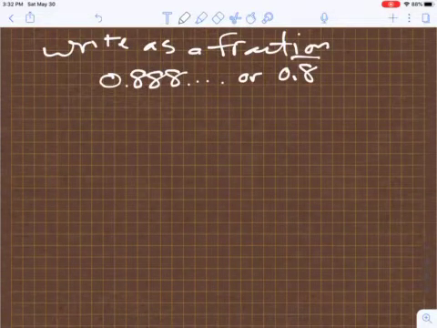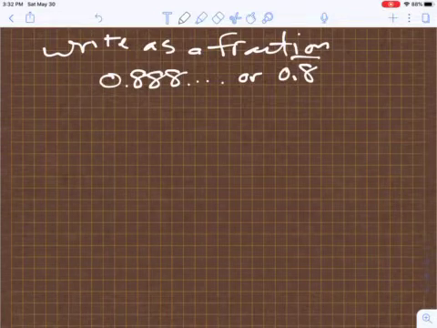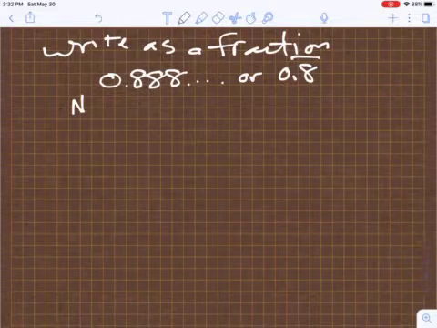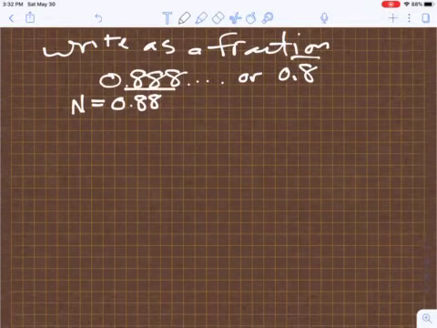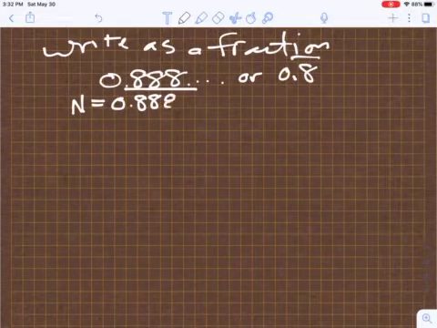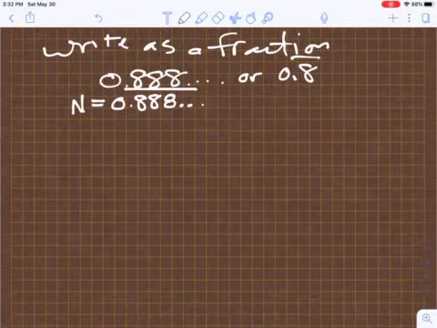All right, so it says write this number as a fraction, and it's basically 0.8 repeating. So the very first thing you do is you write out this thing. You say we're going to let n, for number, equal 0. And you only write the part of the decimal that repeats, and then write it out a couple times. We'll do this one 3 times, all right?